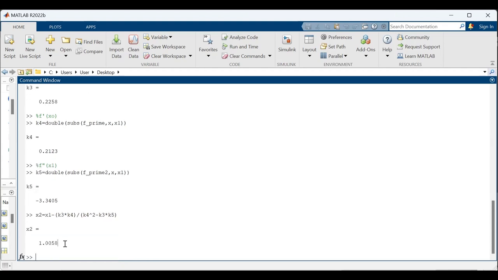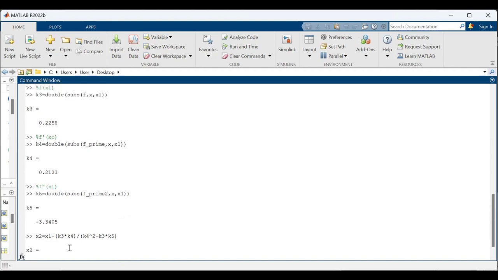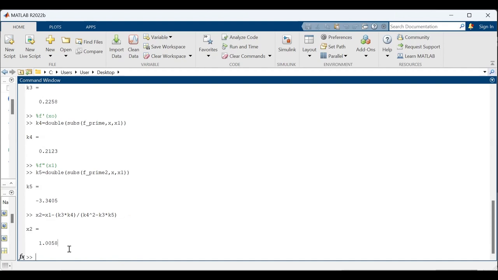Remember, what are we trying to approach? We're approaching that guy, pi over four, isn't it? Okay, so this guy has to be reducing. Let's go there. Let's see if we're doing the right thing. Okay, this guy has to be reducing. Let's see.